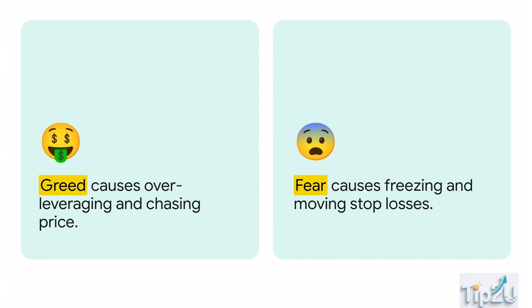But actually enforcing those mathematical rules, that requires mastering your own mind. When real money is on the line, greed and fear are going to try to hijack your discipline. Greed leads to over-leveraging and chasing the price, or taking profits way too early. Fear makes you freeze up. But you know what the most catastrophic psychological mistake is? Moving your stop loss further down when a trade goes against you, just because you can't swallow a small loss. That right there is exactly how a tiny, manageable paper cut turns into a devastating account blow-up.